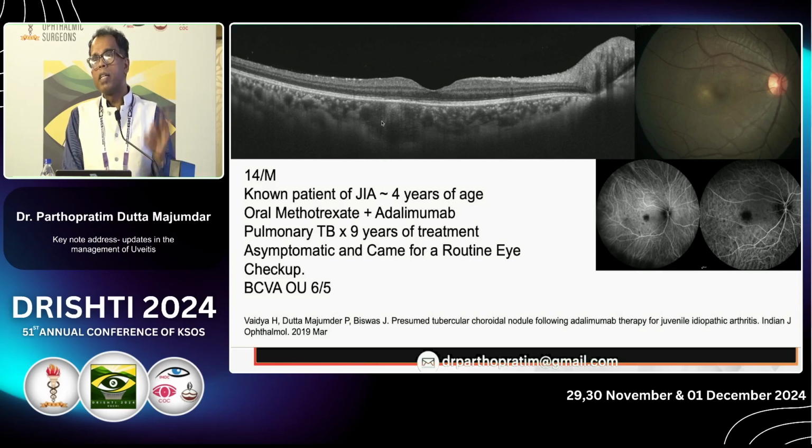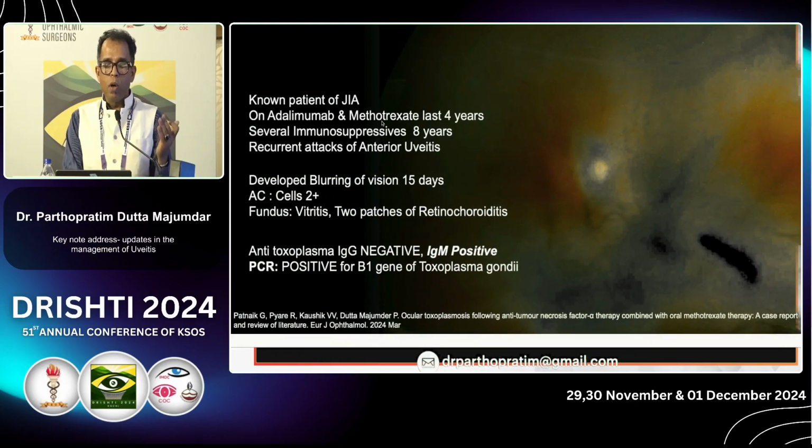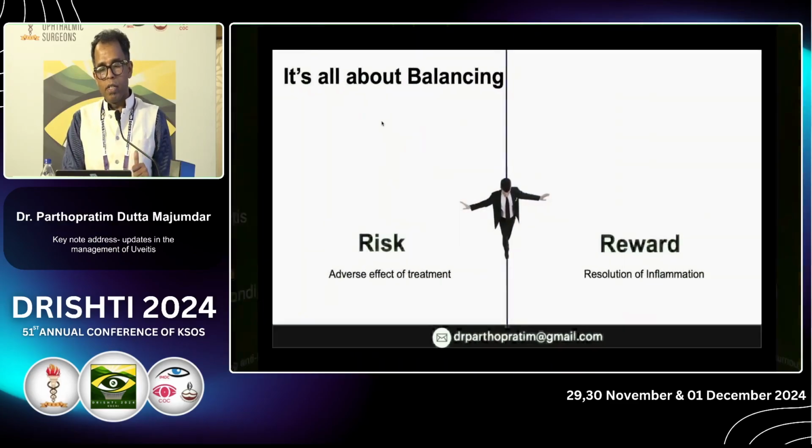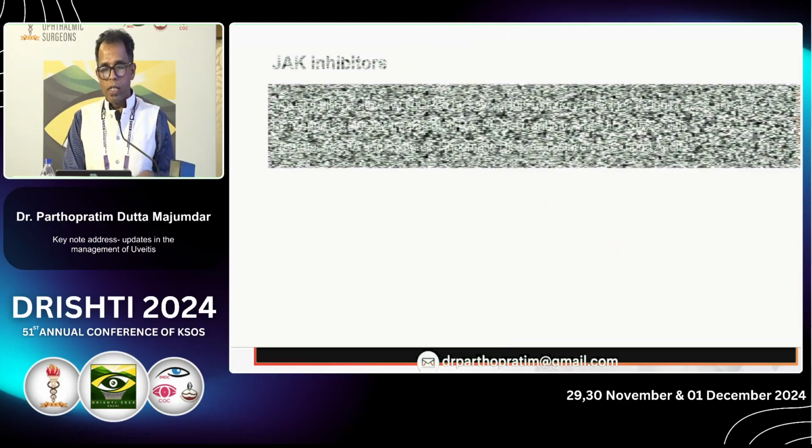The child was successfully treated with ATT, but also developed some choroidal nodules, which were due to the tuberculosis only, and this was also treated. This is another patient on long-term immunosuppression for 8 years who developed a toxoplasma lesion, but it was managed with intravitreal and systemic medication. So it is all about balancing when to use the drug. You have to understand that it's all about balancing the risk and reward, so you have to take the call judiciously.